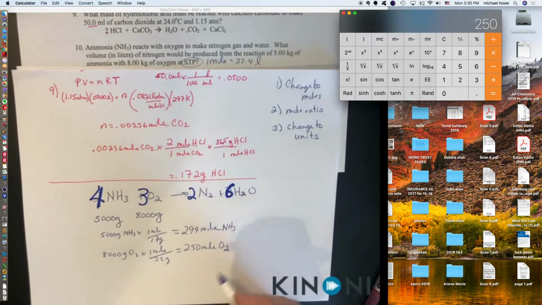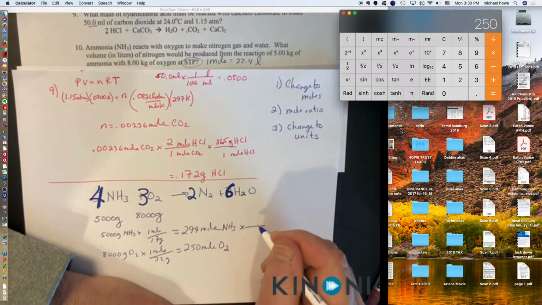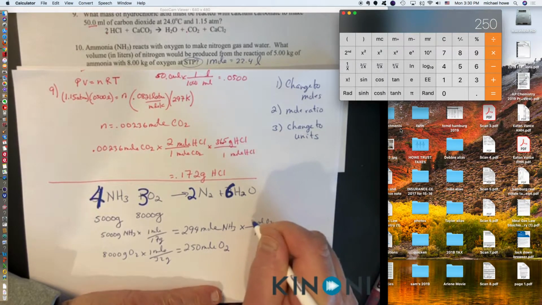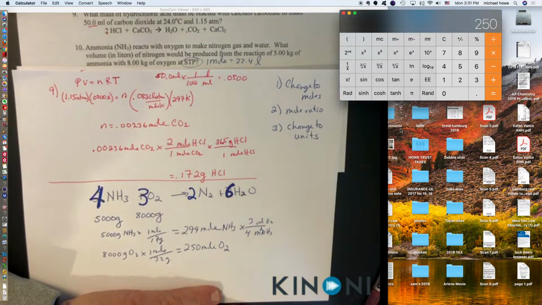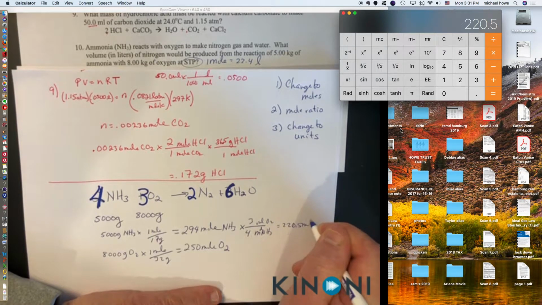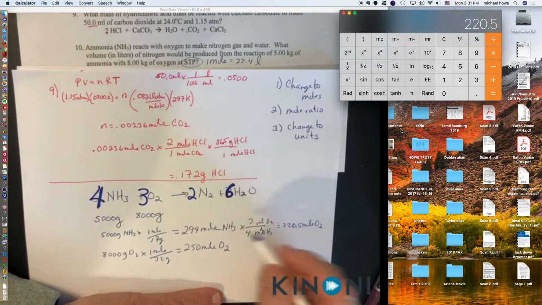Okay, so next thing we need to do is figure out which one of these runs out first. So I'll pick one to compare it to the other. I'll just start with the NH3 since it's on top. If I'm going to use up all of the NH3, all 294 moles, I'm going to do a ratio with oxygen. I have moles of NH3 on the bottom and moles of oxygen on the top, and that's a 3-to-4 ratio. So 294 times 3, and then divide by 4, 220.5. So I need 220.5 moles of oxygen to make all of the NH3 disappear.